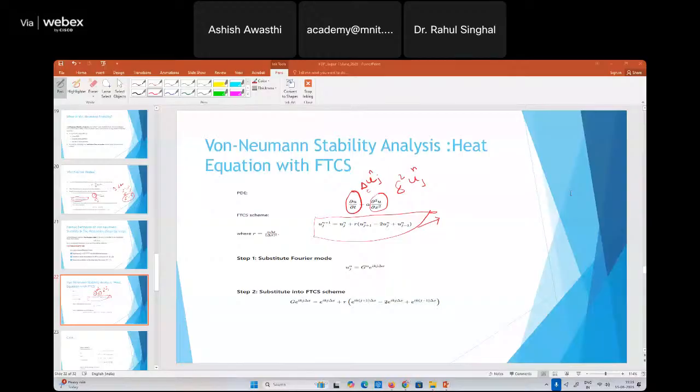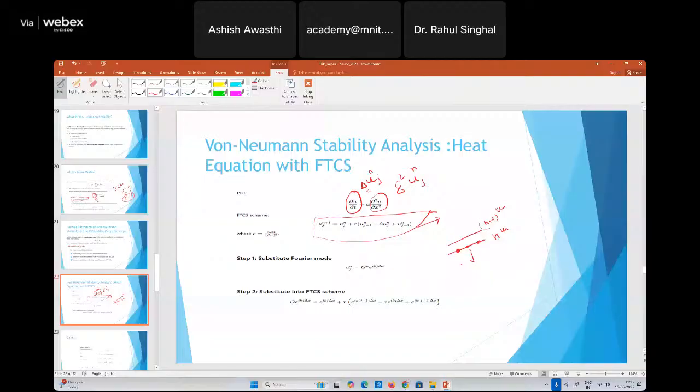Why is it an explicit scheme? Whenever you have a doubt, you can put these two lines: first at the nth time level, another one at the n plus 1th time level. If I put these 3 points, this point is connected with j minus 1, j, and j plus 1. So you see that there are 3 points here, and at the time level n plus 1 only 1 point. This is called the computational molecule or stencil.